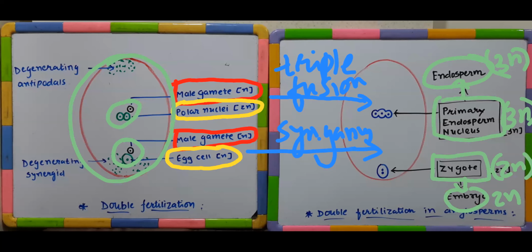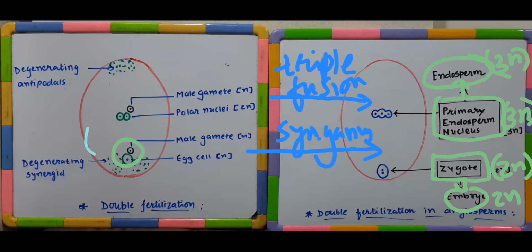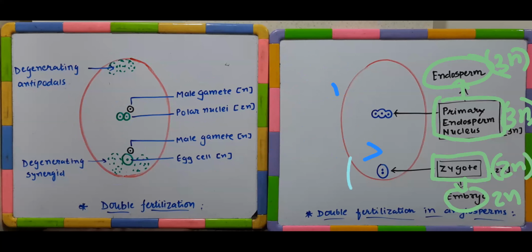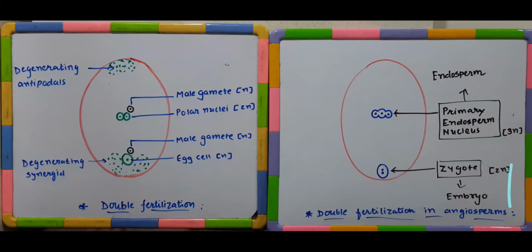If you compare this process with the gymnosperms, you realize that in gymnosperms, it's only single fertilization within the embryo sac. Only one, that is the egg cell, needs to undergo fertilization by the male gamete to form the zygote. No other structure is going to undergo fertilization within the embryo sac. So that's the first thing.